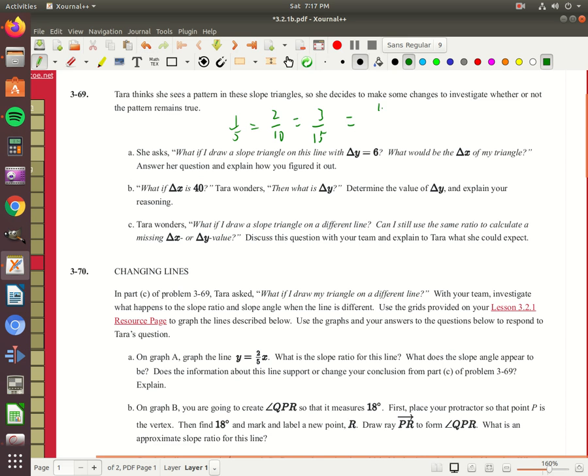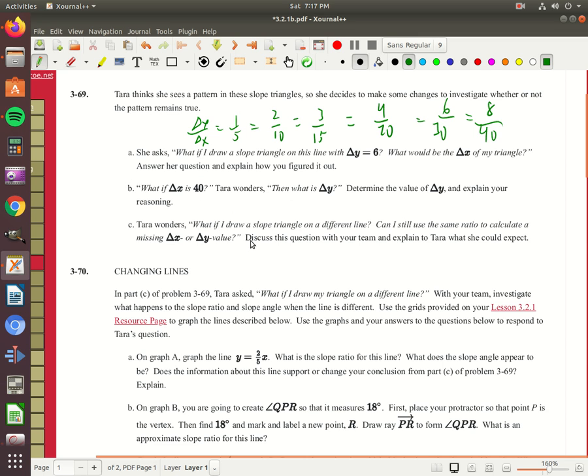I apologize. All right, so what if the y was 6? And remember, it's change in y over change in x, so the y would be on top. So what if it was 6? Well, we're just multiplying by 5, right? So it would be 30 on the bottom. And what if the x was 40? Well, then we would just divide by 5 and we would get 8 on top.